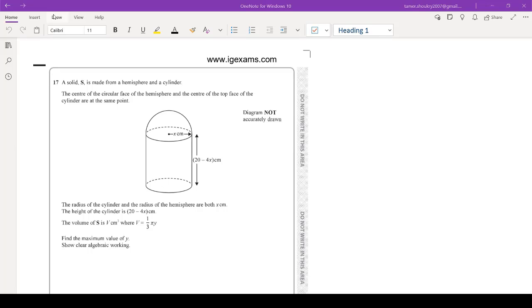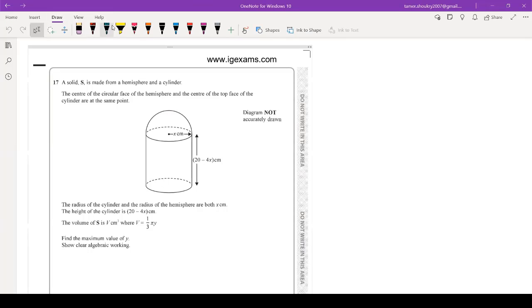This is a question from the exam January 2021, question 17. The question says that we have a solid called S, and it is composed of two shapes. One is a hemisphere, which is half of a sphere, and a cylinder. The dimensions of the hemisphere and the cylinder coincide, such that the radius r is x centimeters and the height of the cylinder is 20 minus 4x.